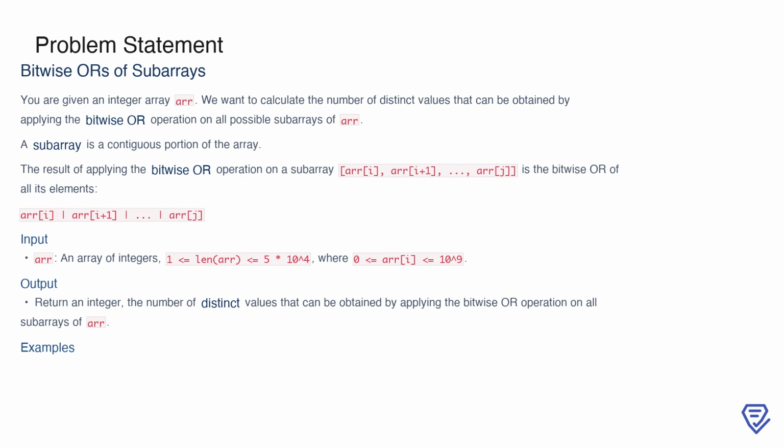The input array has constraints. Its length can go up to 50,000, and its elements range from 0 to 10 to the power of 9. The output is simply an integer, representing the count of these distinct bitwise OR results.